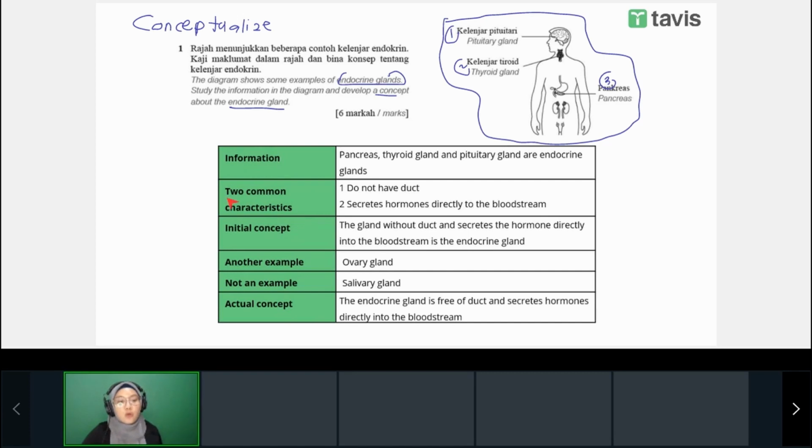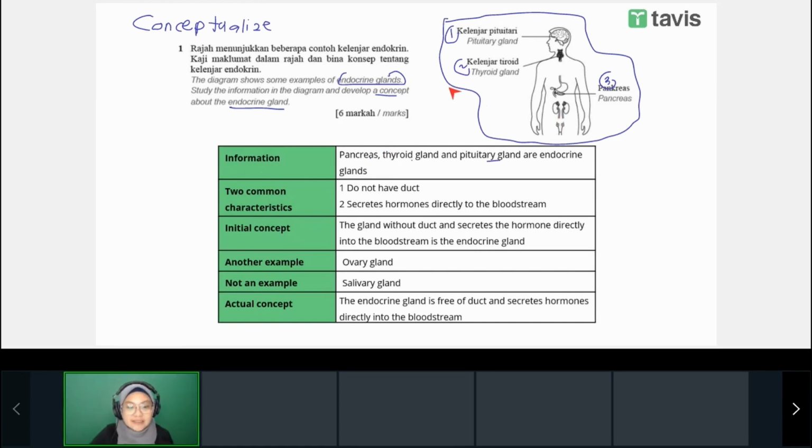1 mark: 2 common characteristics. Please provide 2, so at least you can back up when one of the answers is wrong. 2 common characteristics, initial concept, another example, not an example, actual concept. Okay, the information, they give you the gland already. So the pancreas, thyroid gland and the pituitary gland are endocrine glands.